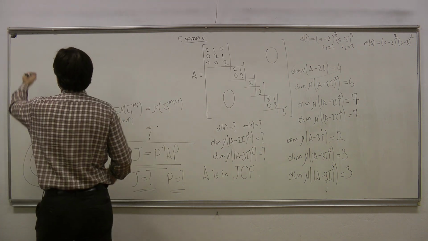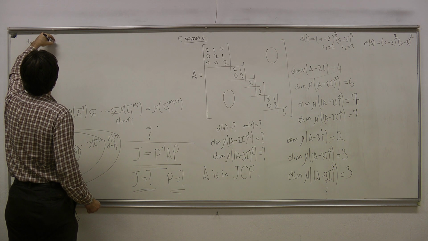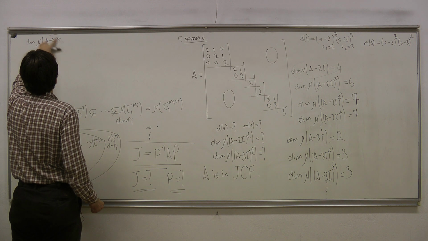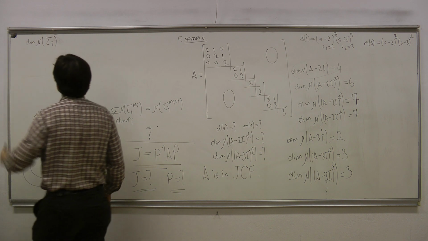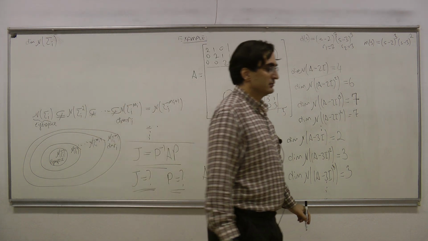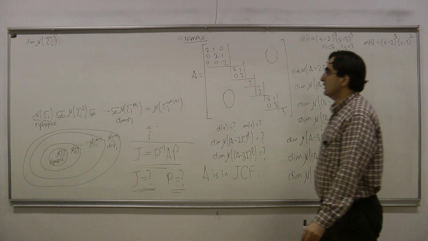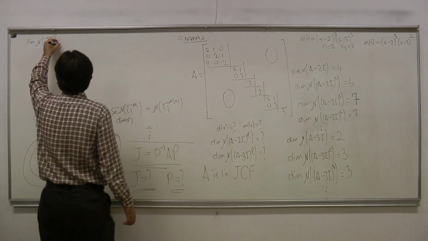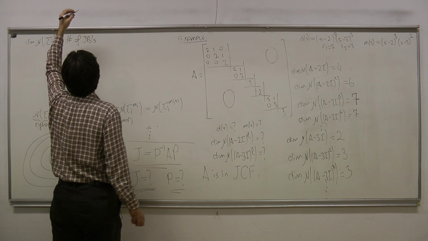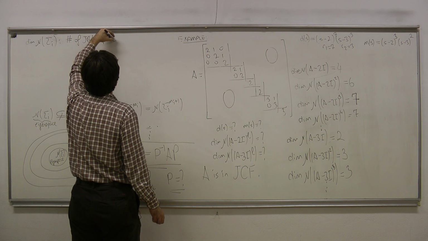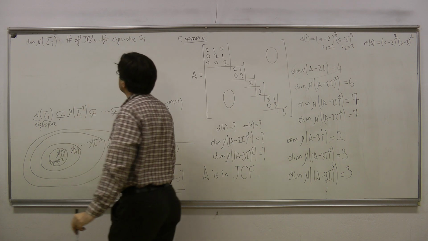So here, the first finding is the dimension of the null space of A minus lambda I. Let me write sigma I here. The dimension of the null space of sigma I, where sigma I is A minus lambda I times the identity, is going to be equal to the number of Jordan blocks for eigenvalue lambda I.